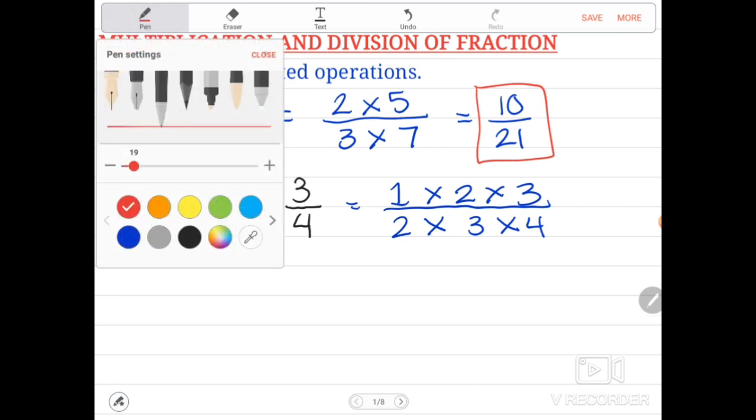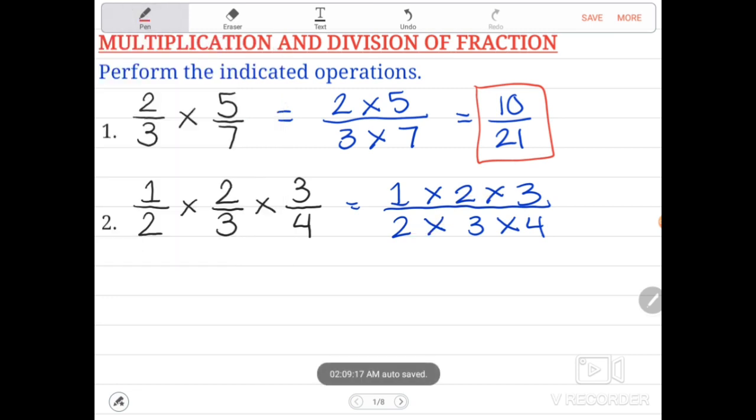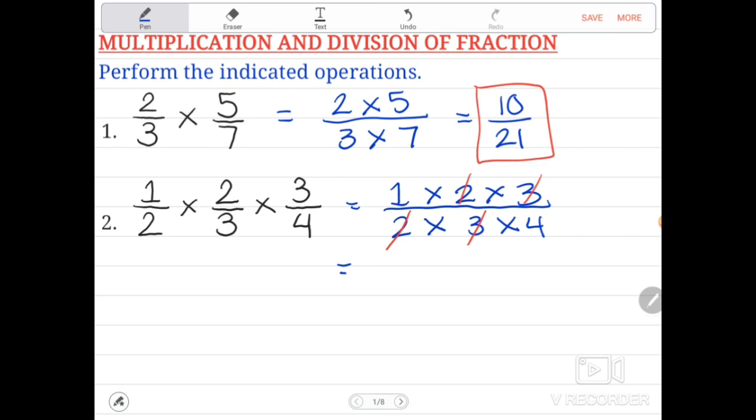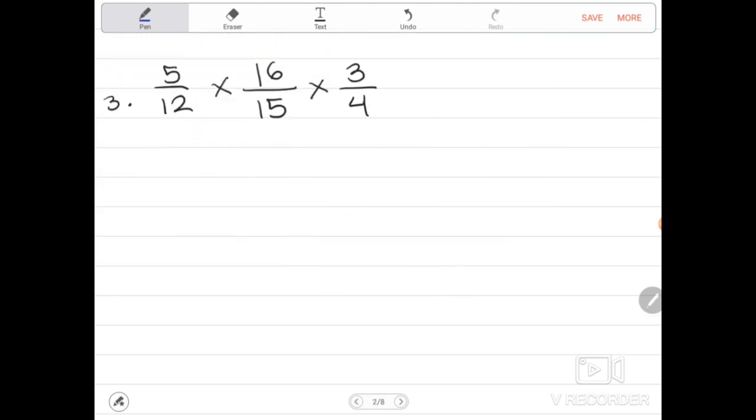So this is what I mean. We have 2 in numerator and 2 in denominator, we can cancel it para at least lowest term ang ating final answer. Then 3 cancelled. So the remaining will be equal to 1/4. As easy as that. Okay, this will be our final answer. Next, number 3. 5 over 12 times 16 over 15 times 3 over 4.